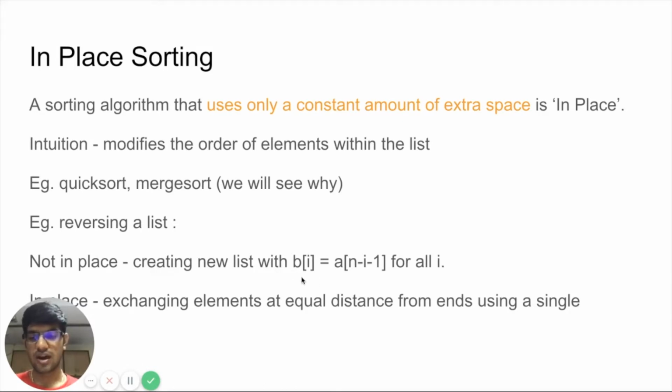Let us have a look at an in-place algorithm that does the same thing. What if we exchanged elements that are at equal distance from the ends in the given array? This algorithm would also reverse the list, however, without using more than a constant amount of extra space.